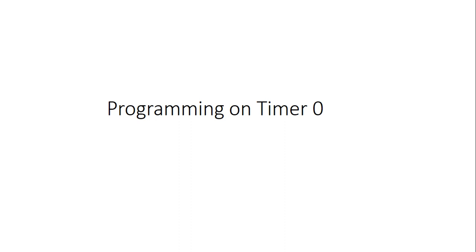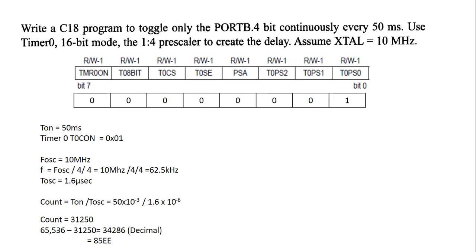We have already seen control registers related to timer 0 and the registers which hold the count for timer delay. Here I have taken one example: write a C18 program to toggle only port B bit 4 continuously every 50 milliseconds. Use timer 0 in 16 bit mode, with the 1:4 prescaler to create the delay. Assume crystal frequency 10 megahertz.